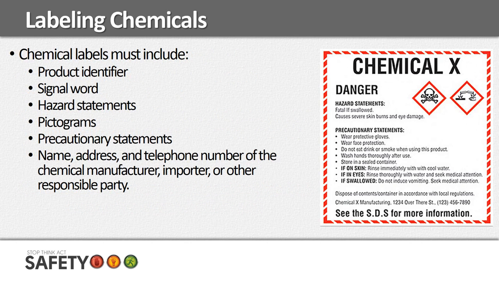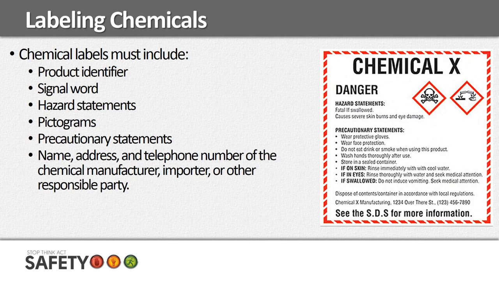Chemical labels must include the product identifier, which is the name or number used for a hazardous chemical on a label or in the SDS. The signal word is used to indicate the level of severity of hazard and alert the associate to a potential hazard on the label. These signal words are danger, used for the most severe hazards, and warning, which is used for less severe hazards. The hazard statement is assigned to the hazard class and category and describes the nature of the hazard of a chemical, including where appropriate, the degree of hazard.